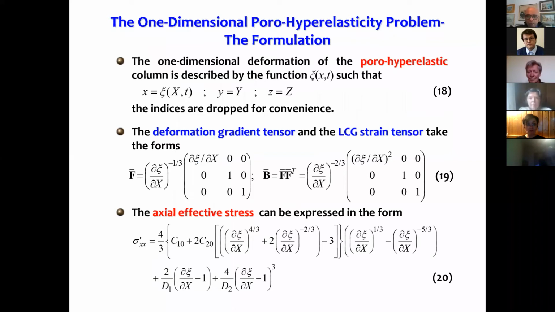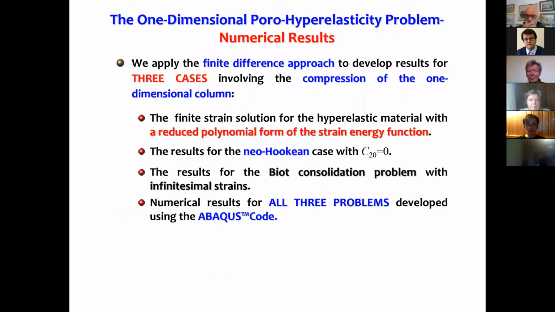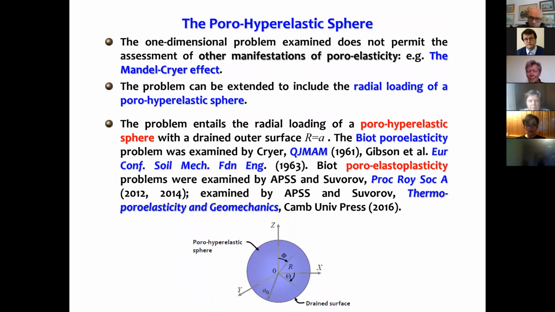The second problem is again a one-dimensional case: the one-dimensional case of a poro-hyperelastic sphere. It's a sphere which is now subjected to external compression, and the fluid pressure is allowed to dissipate at the surface. You maintain the fluid pressure at the surface to be zero at the boundary of it.